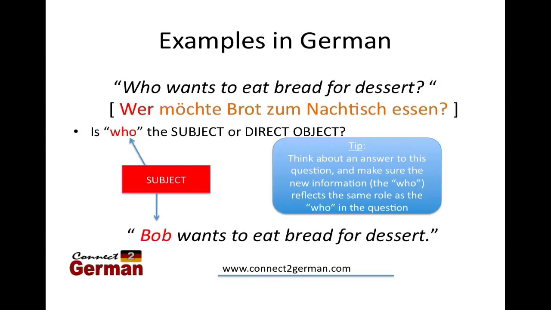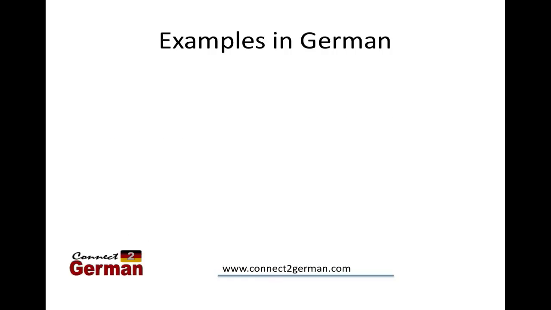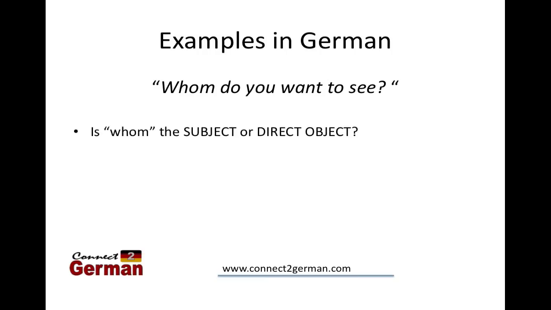Okay? So let's take a look at another example. Whom do you want to see? Is whom the subject or a direct object? Now, this is a problem for a lot of native English speakers who don't make a distinction between who and whom. Obviously, I'm kind of giving something away here because it's whom. It's obviously filling a little bit different role. So these are the things we need to think about.